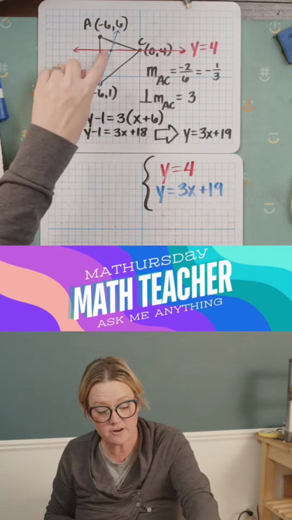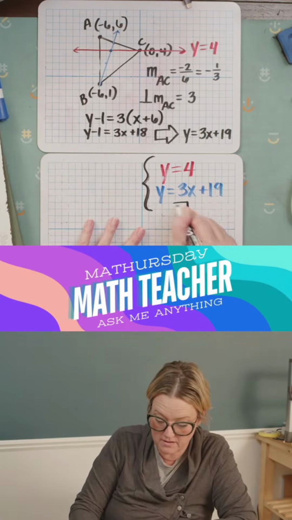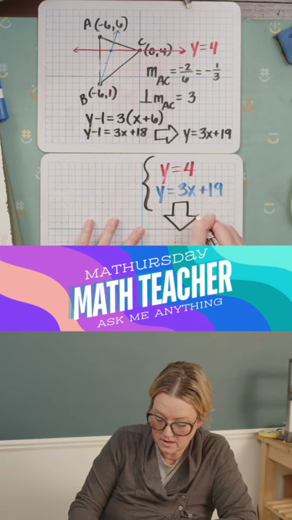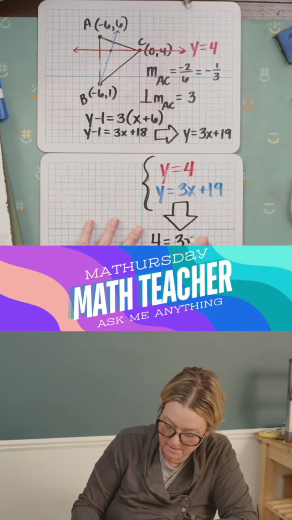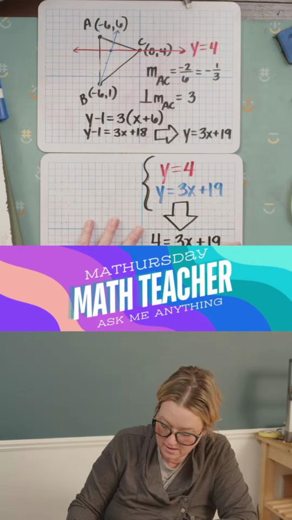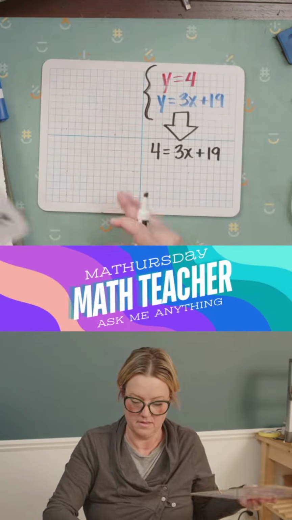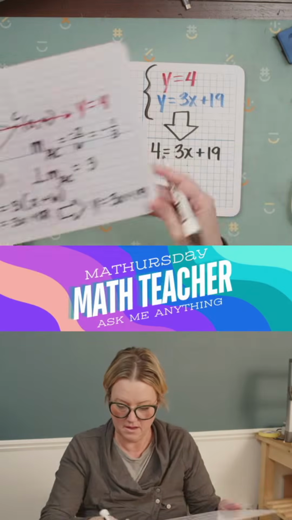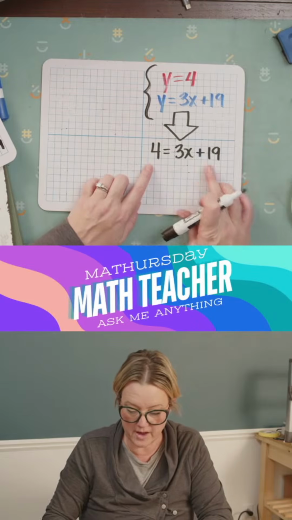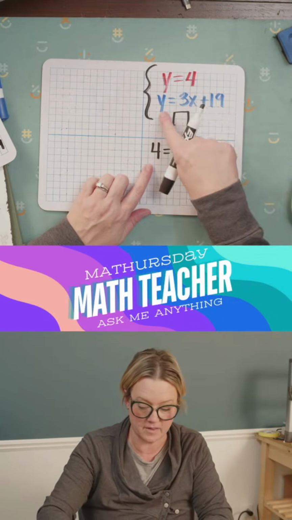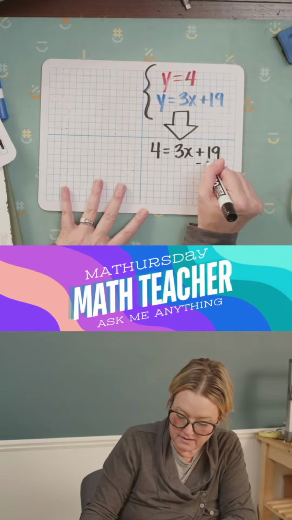Now I know that they intersect and my y value is 4. So all I need to do with this one is plug in 4 for y. Okay, so my y is 4. So I've got 4 equals 3x plus 19 because I know that 4 is going to be that 4 there. Okay, so minus 19.